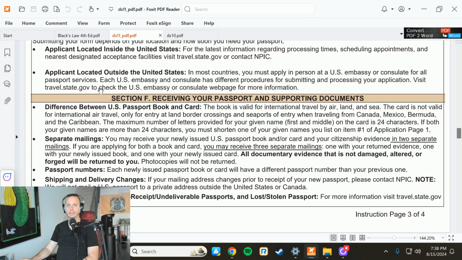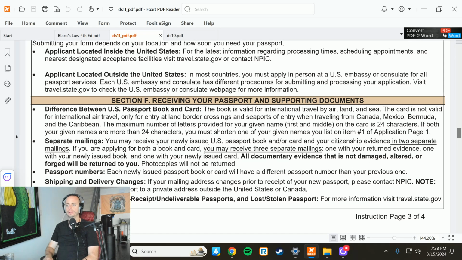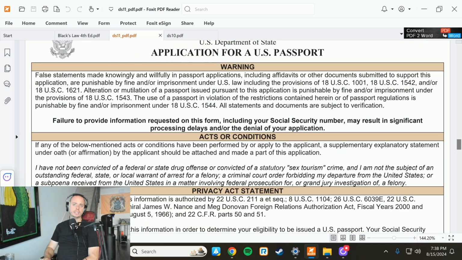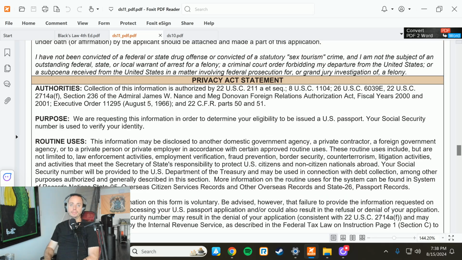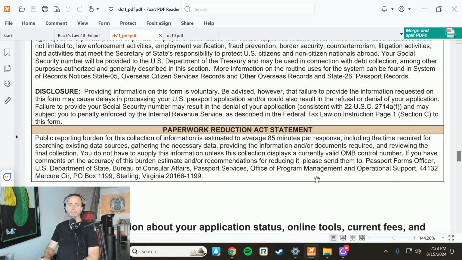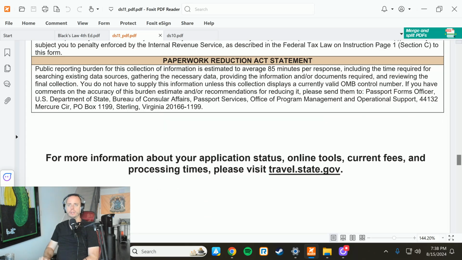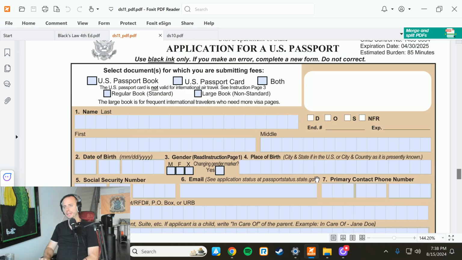It goes over the difference between a card and a book, where you can go with the card versus where you can go with the book. You should read all this, bro. I didn't read all this before when I did mine, which is a big mistake. Just read all this, bro. You're already 1,000 points ahead of everybody else if you just read all that.